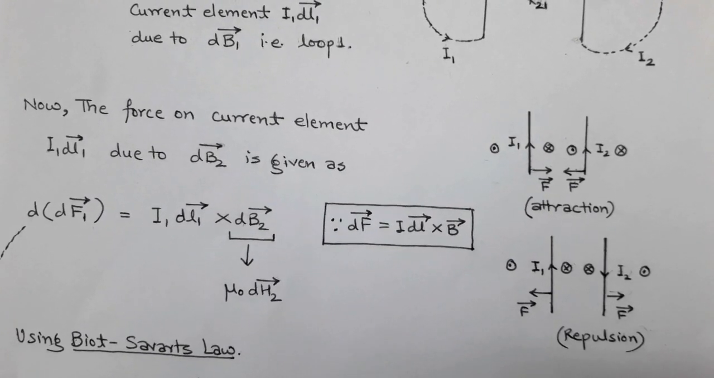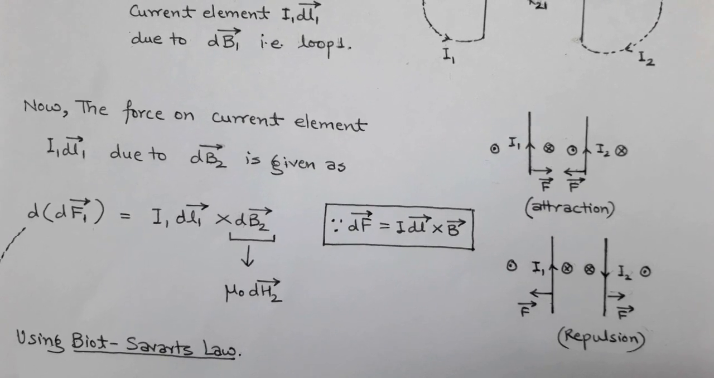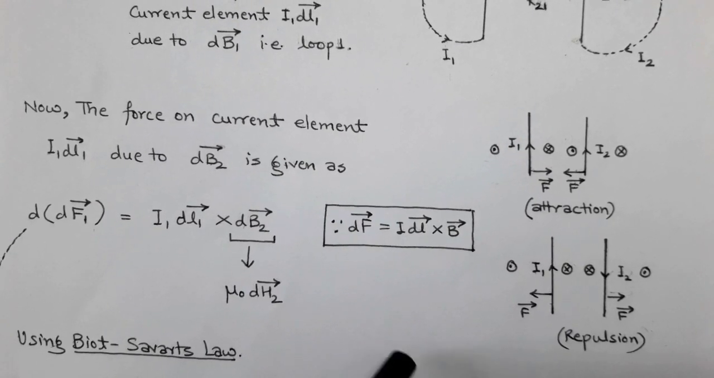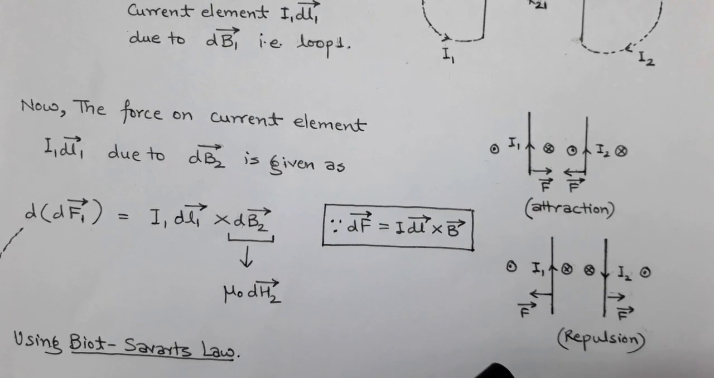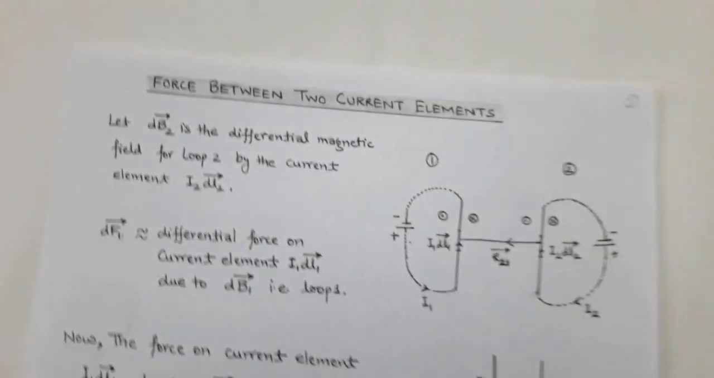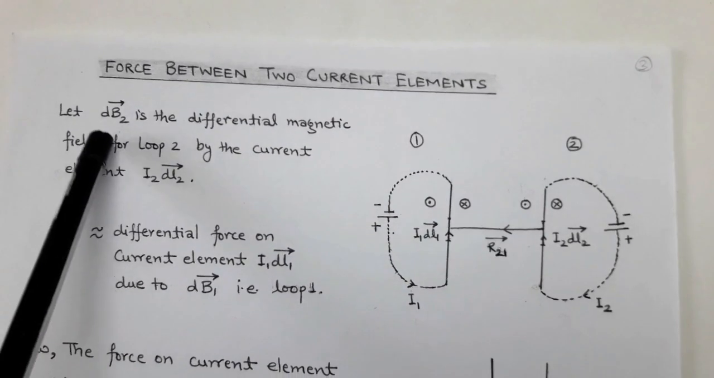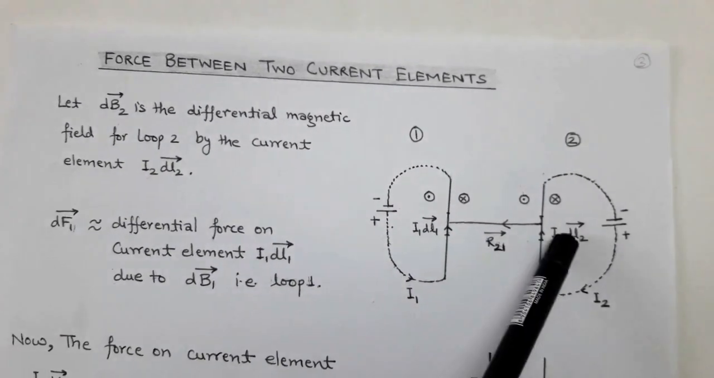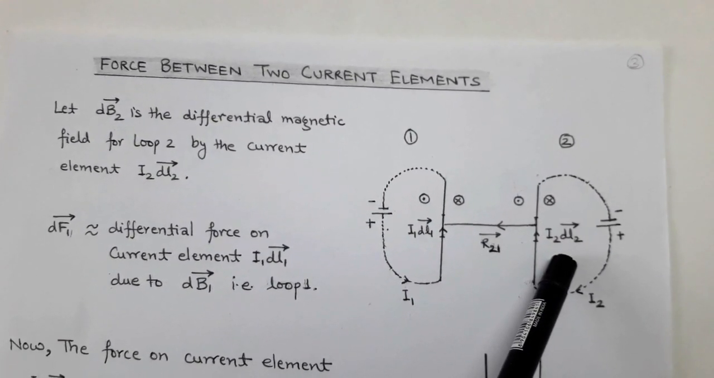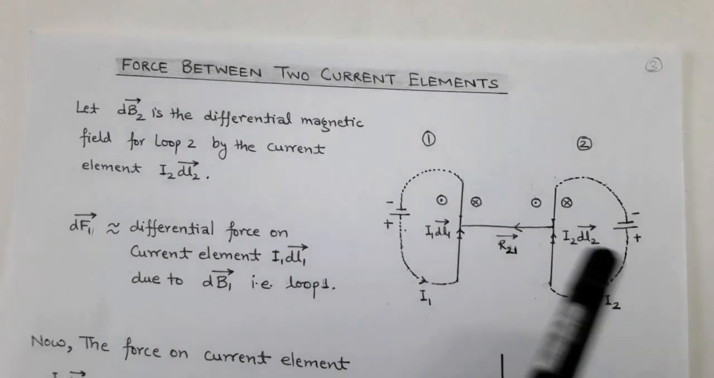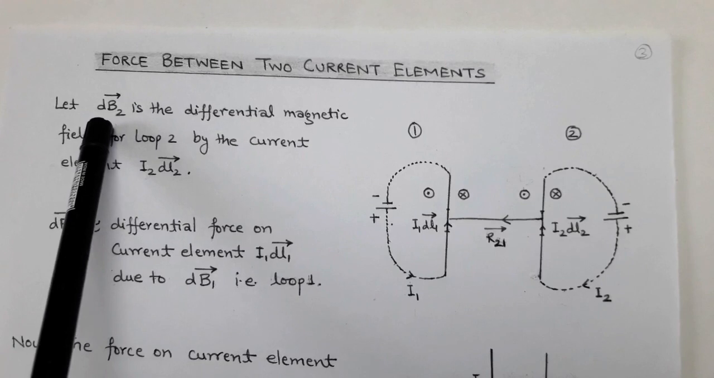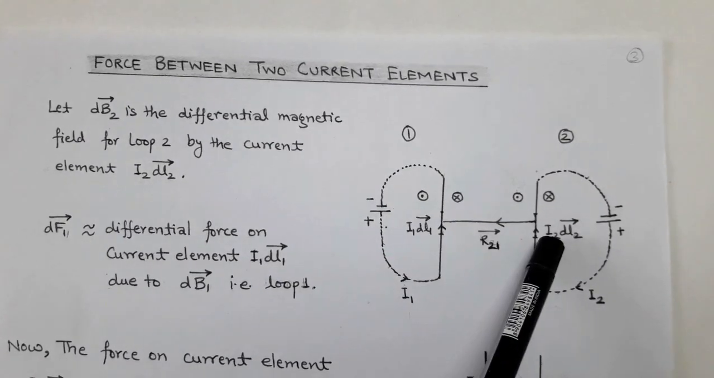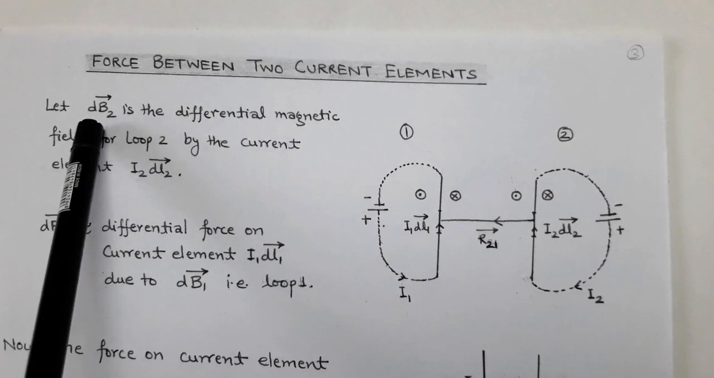Now we consider that dB2 vector is the differential magnetic field for loop 2 by the current element I2 dl2. I2 dl2 is the current element of the second loop. Due to this current element I2 dl2, there is a small differential magnetic field. We call it dB2 vector.